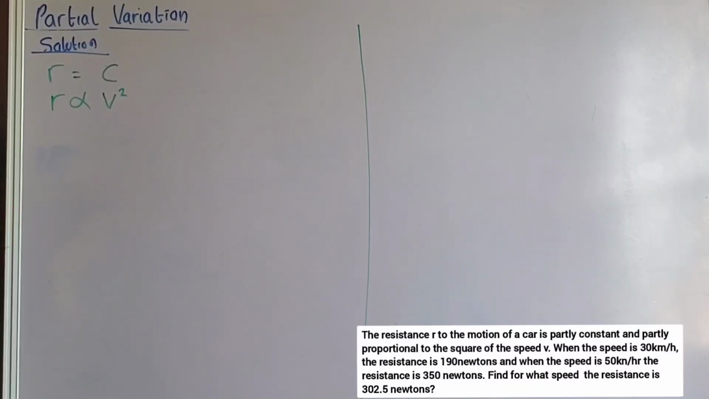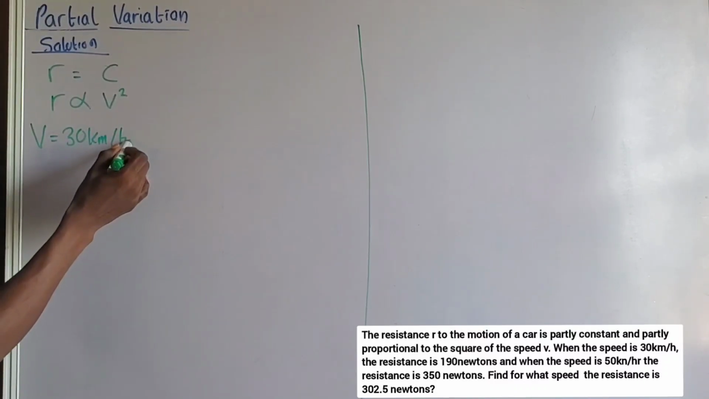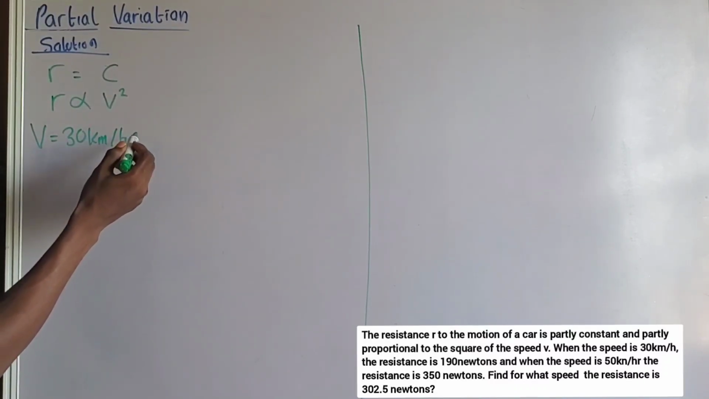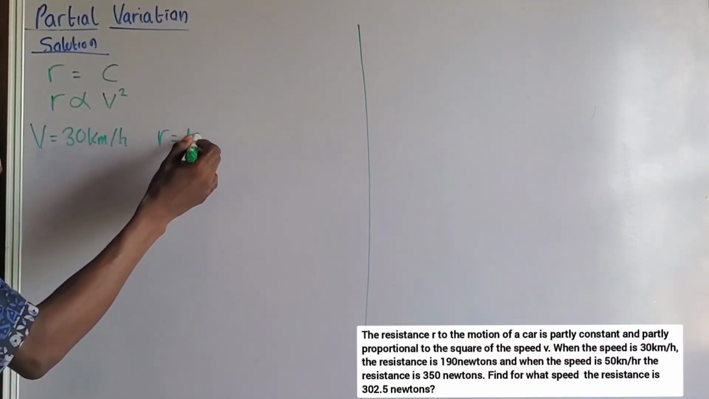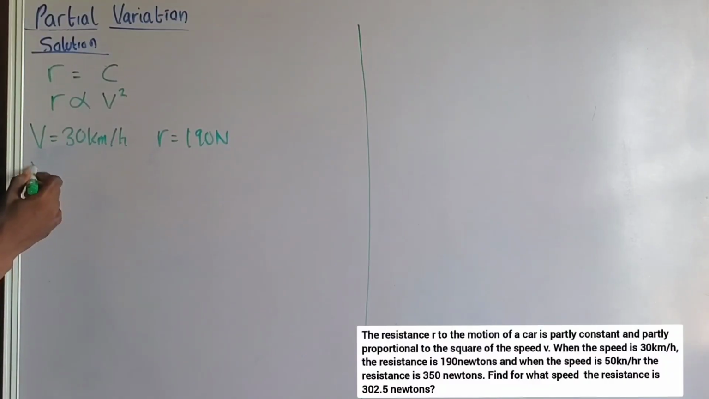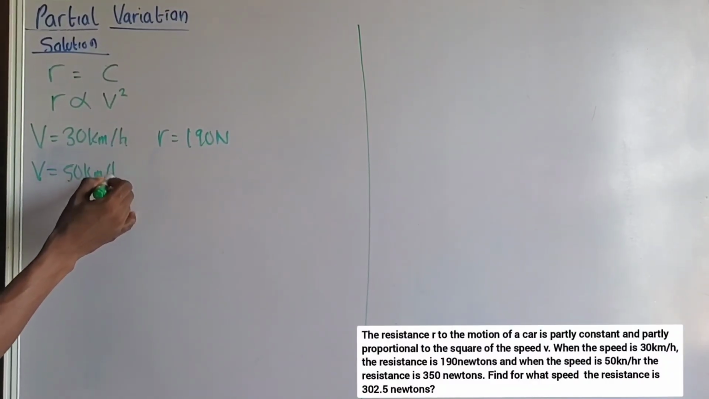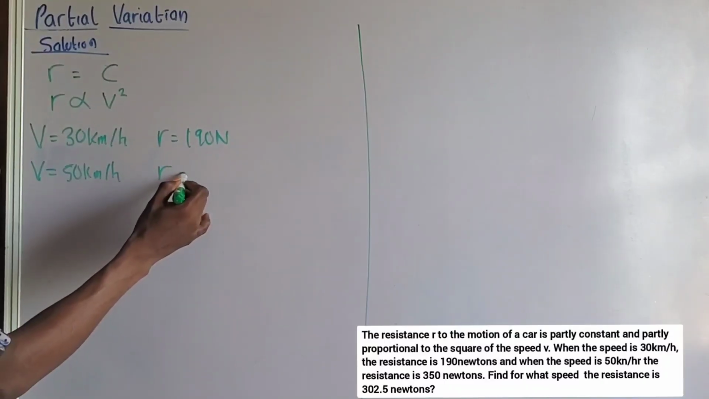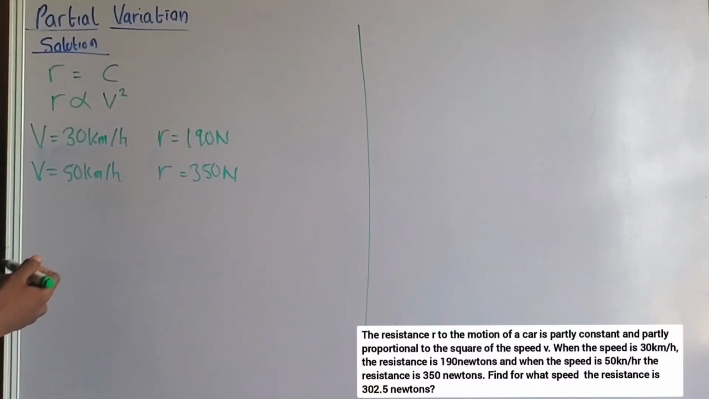Okay. When the speed is 30 km per hour, V equals 30 km per hour. The resistance is 190 newtons. So R equals 190 newtons. Now, when the speed is 50 km per hour, V equals 50 km per hour. The resistance is 350 newtons. For what speed?